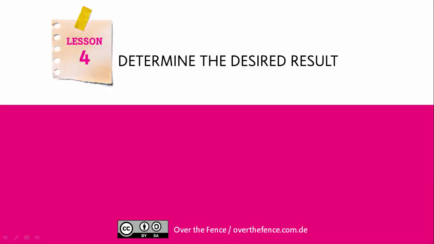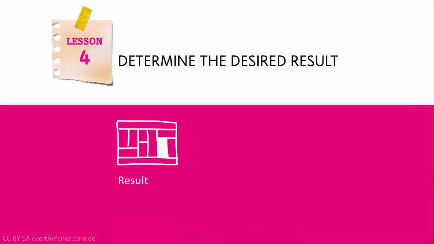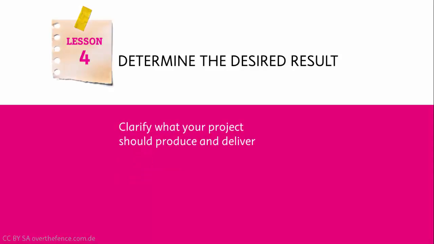Welcome to Lesson 4. Determine the desired result. This lesson aims to map out the building block result in the project canvas. The project result is the output of your project.